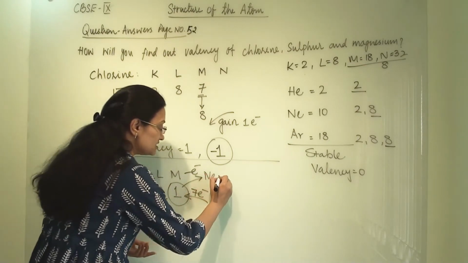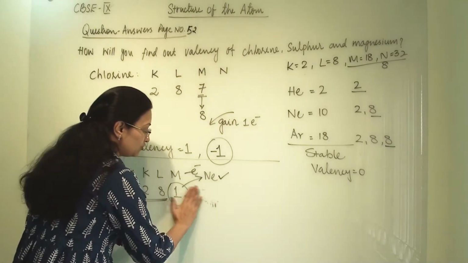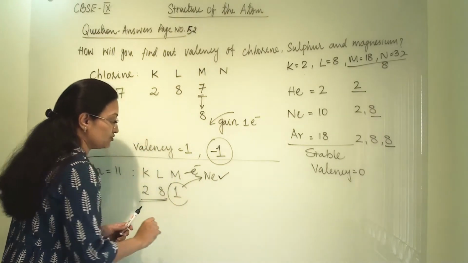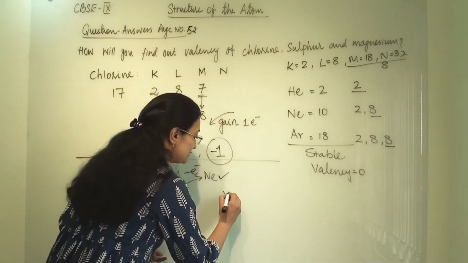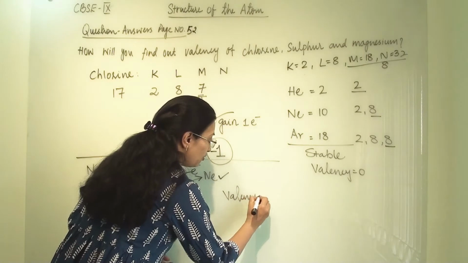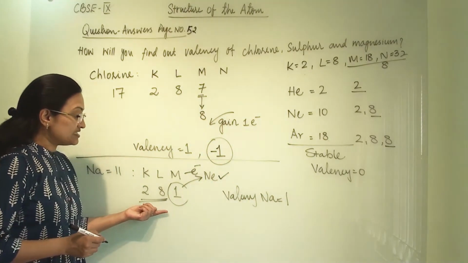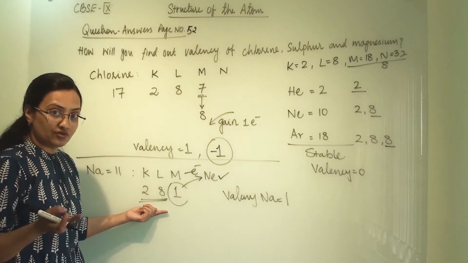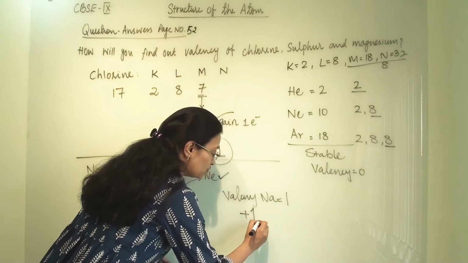So yes, this is the easy way, that is to lose one electron. So it will not gain 7 electrons. It will lose only one electron, and the valency of sodium is 1. Now since it is losing one electron, it will donate one electron. That's why it will be +1.